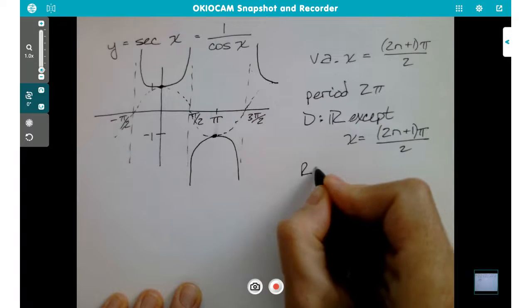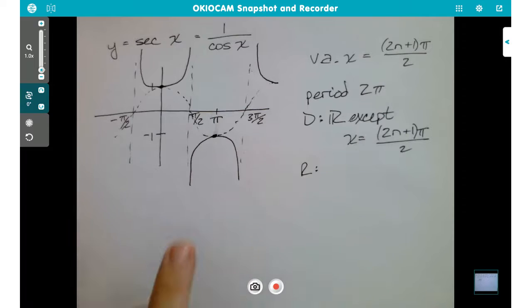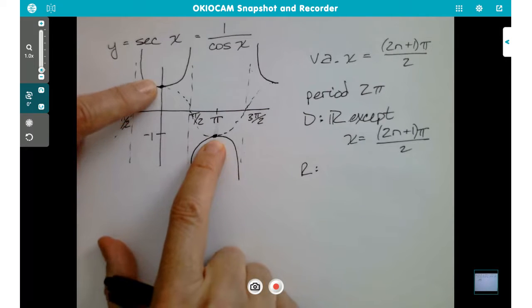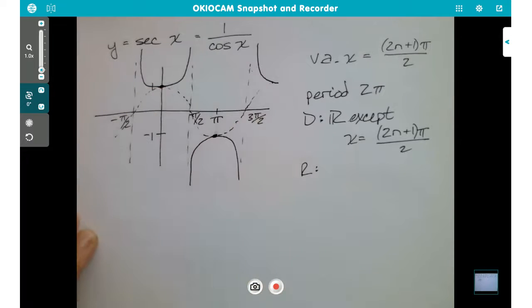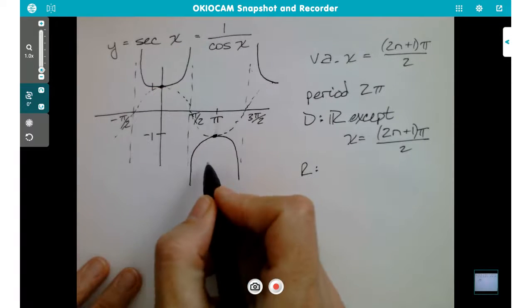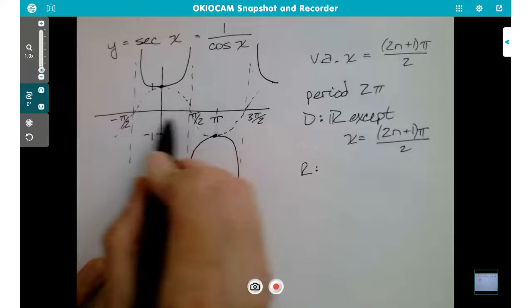The range, we're going to work a little bit for the range here. Between y equals 1 and y equals negative 1, there is nothing. This is the cosine function, but it's not part of the secant function. We have a black hole here between negative 1 and 1.